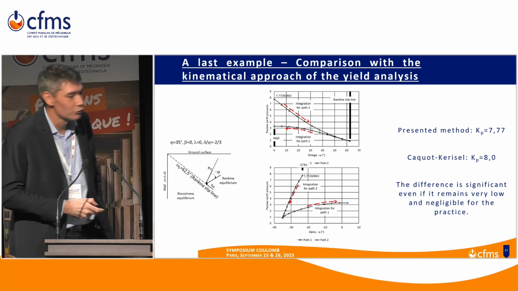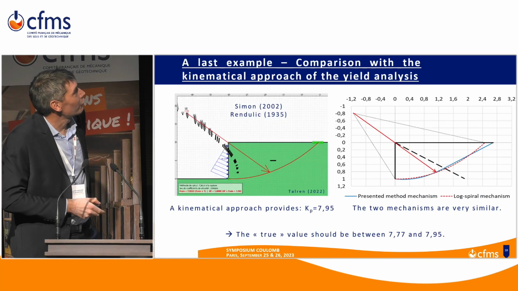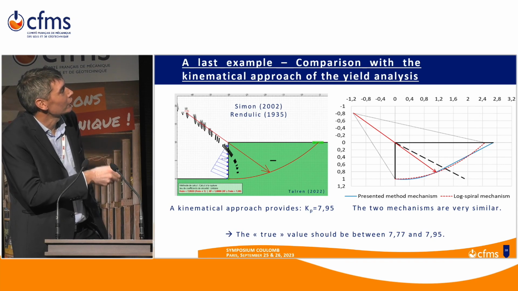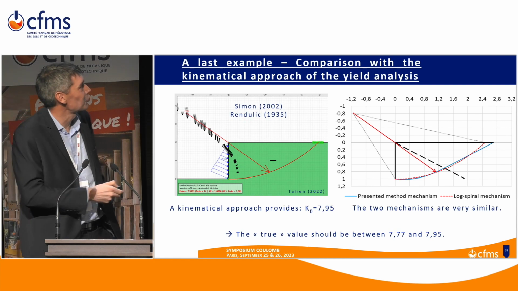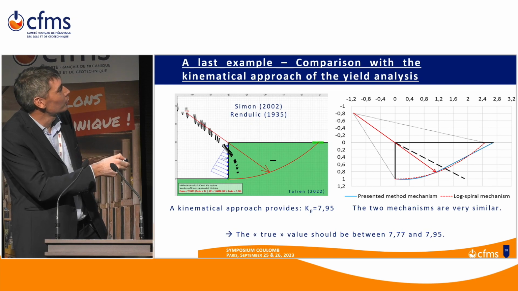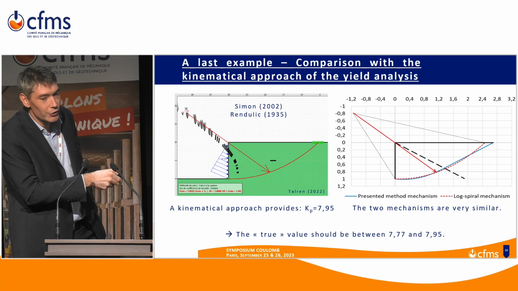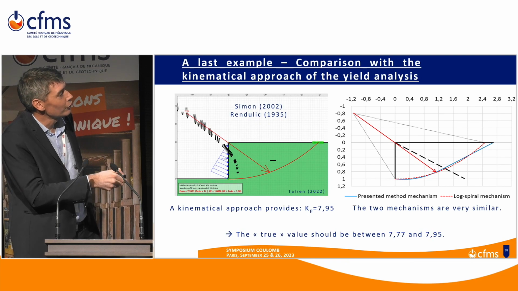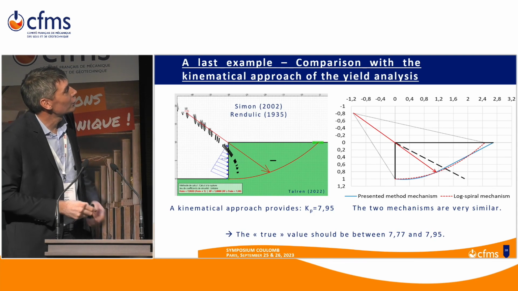So it can be interesting to try to calculate this coefficient by another approach. It's what we have tried to do using the kinematical approach of the yield design, with the software Talren developed by Simon, in a similar way probably to Terzaghi in 1935. Considering a log spiral, it's possible to calculate a passive earth pressure coefficient equal to 7.95. It's possible also to compare the two failure mechanisms: the failure mechanism which is very close to the Caquot-Kerisel one, and the pure log spiral mechanism that we consider in the kinematical approach.